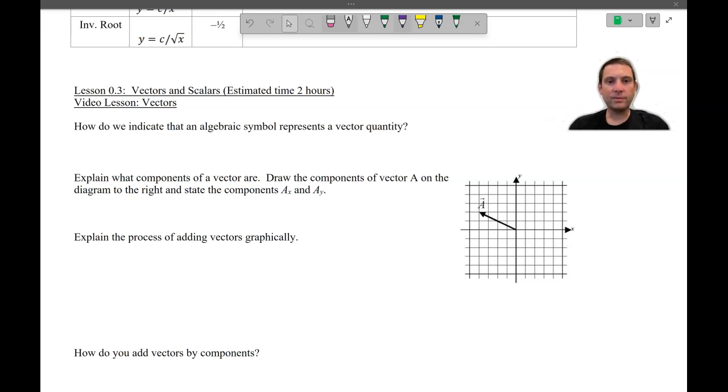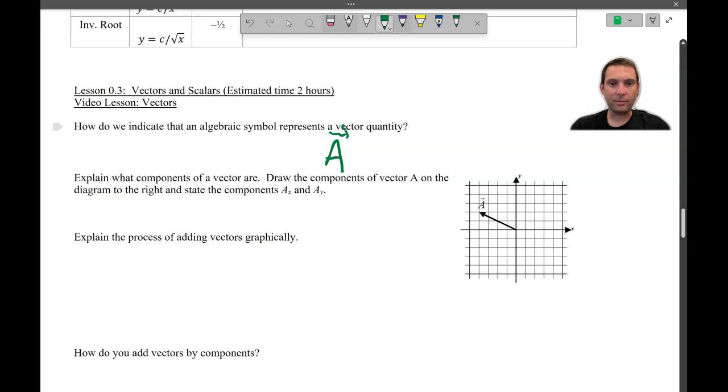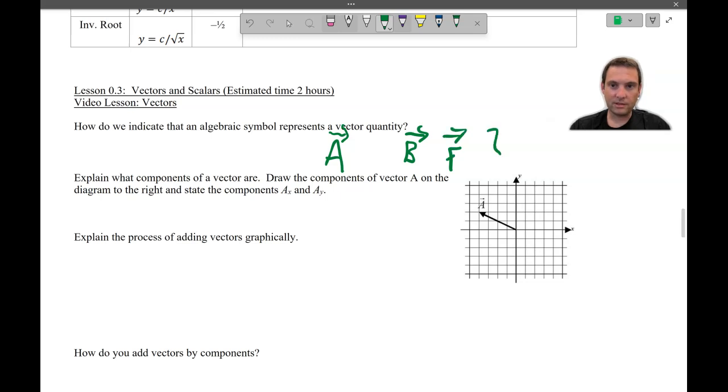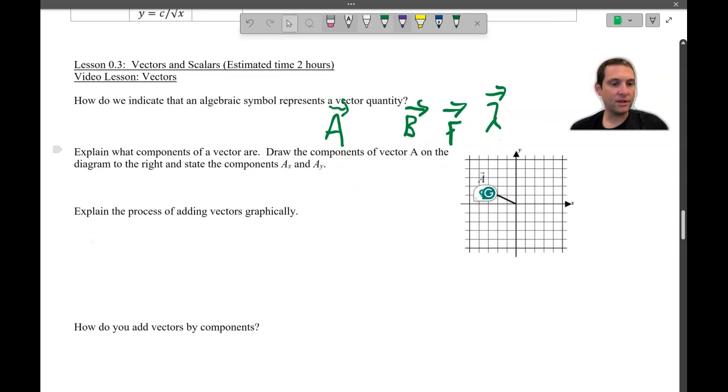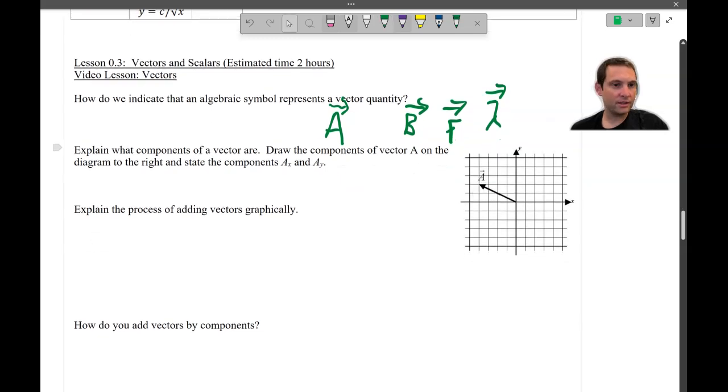How do we indicate an algebraic symbol represents a vector quantity? Remember in the lesson we talked about putting an arrow over top of whatever our vector is. So if our vector is b, or if it's f, or if it's lambda, having that arrow over top tells us that it's a vector and we need to treat it as such.